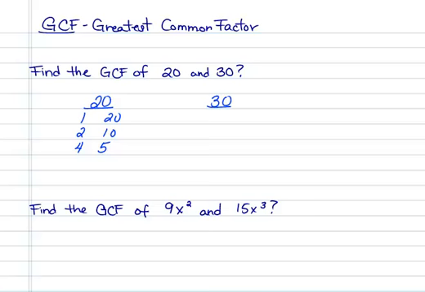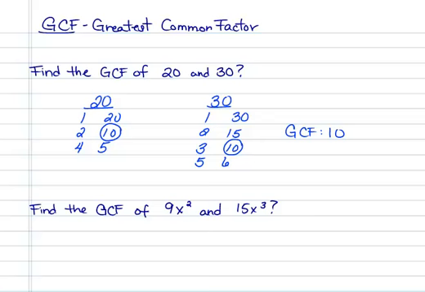Let's go to 30, the factors of 30. 1 and 30, 2 times 15, and then I think 3 times 10, 4 times nothing, 5 times 6. The greatest common factor is the biggest number you have listed for both numbers. So when I look back, I think the biggest number I have is a 10.